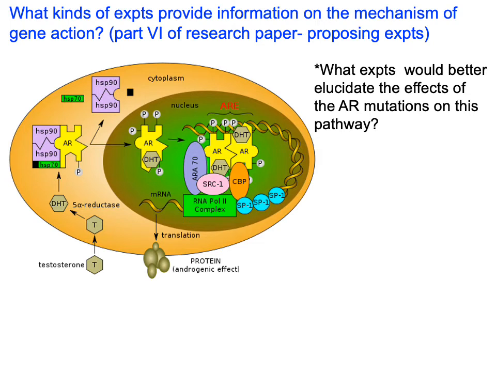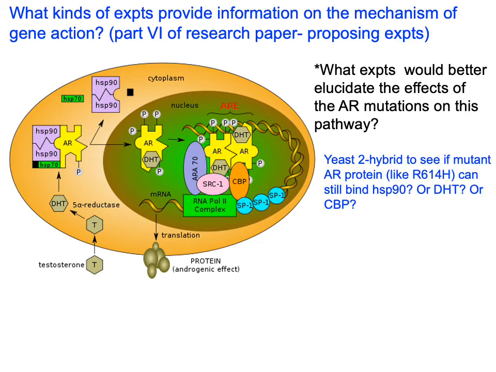So, if you are lucky enough to find a pathway, and you may use Google and find something like this for your gene of interest, right? You can find the protein encoded by that gene and find a picture of a pathway like this. You can then think about questions like I'm showing you here in blue. So now we know that there are these particular mutations in these patients. You could do yeast-2 hybrid assays to see if the R614H mutant AR protein could still bind to HSP90.